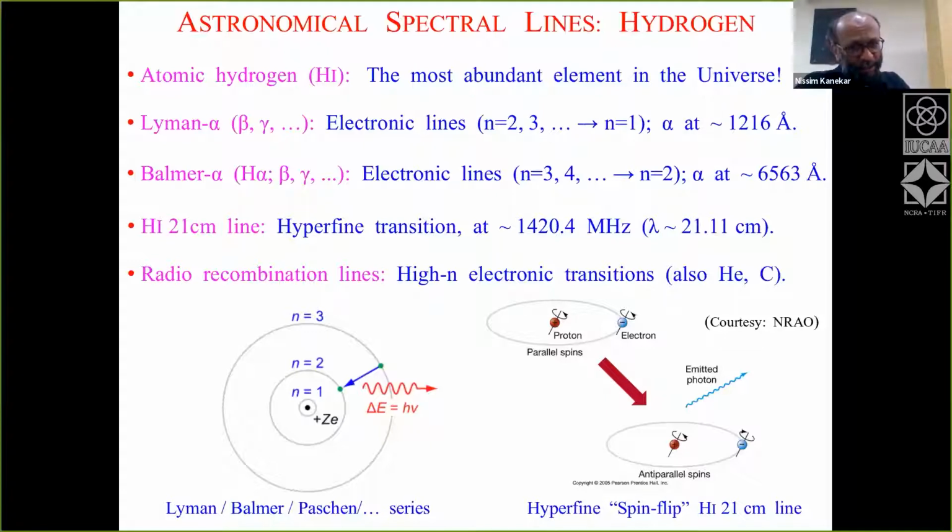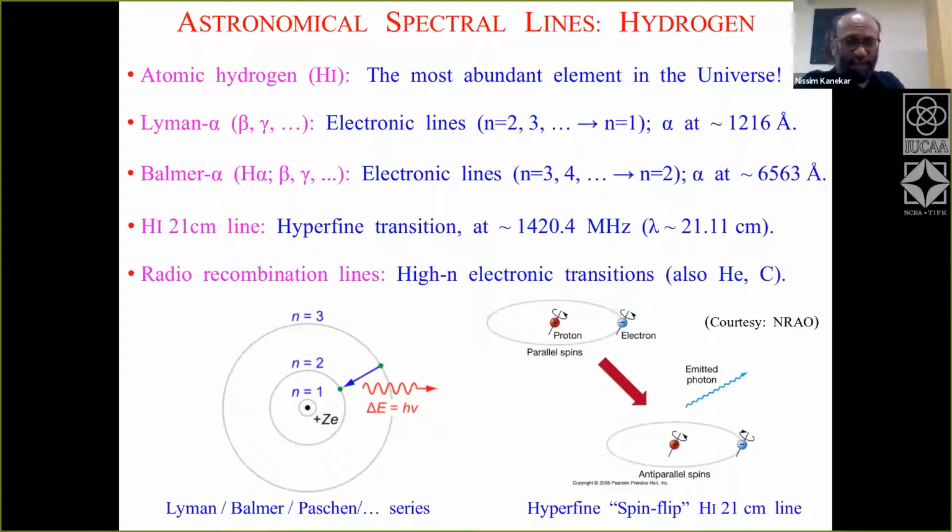A hyperfine transition arises because atomic hydrogen is made up of an electron and a proton. Each of these can have spin, which is either up or down. Therefore, you have two possible orientations of the electron spin relative to the proton spin. The state in which the electron spin and the proton spin are parallel has a slightly higher energy. This is called hyperfine structure, compared to the state in which the electron and proton spins are anti-parallel.